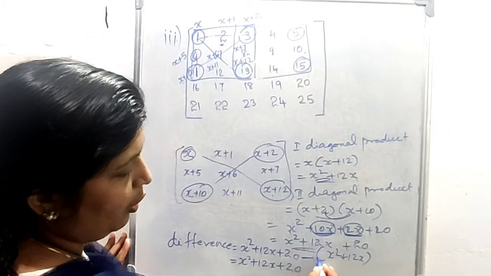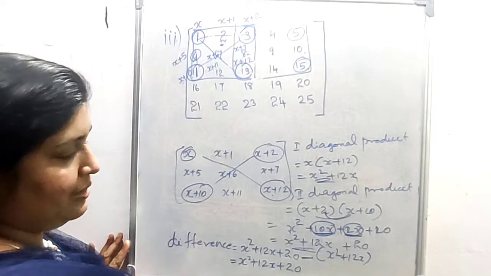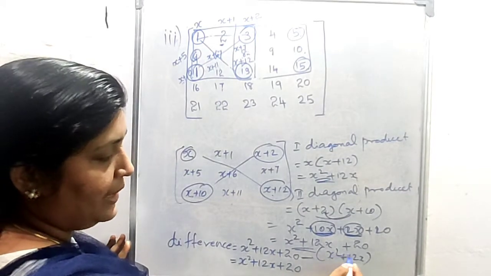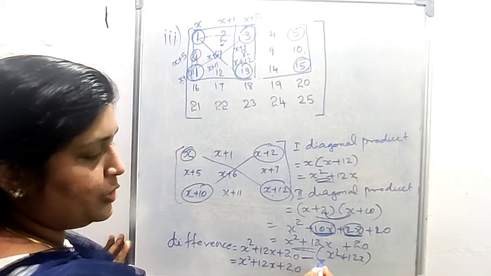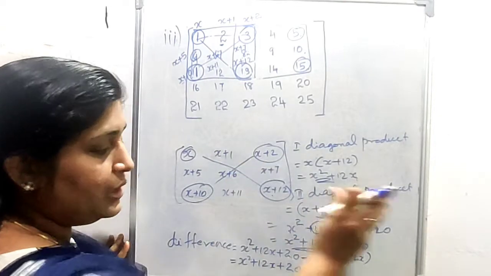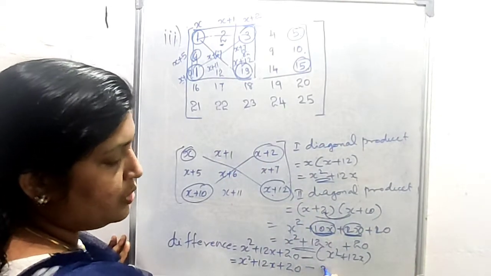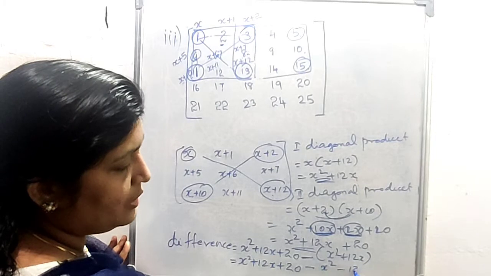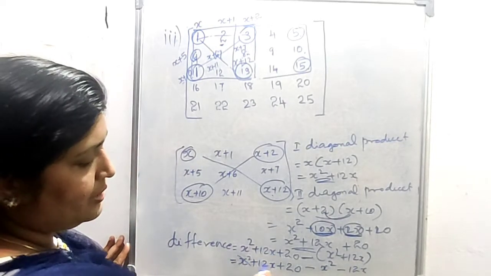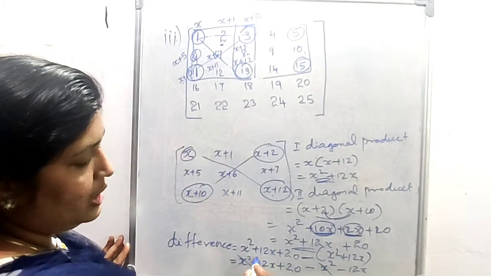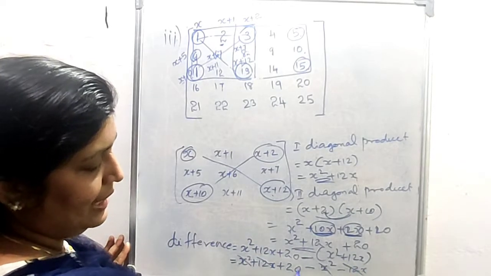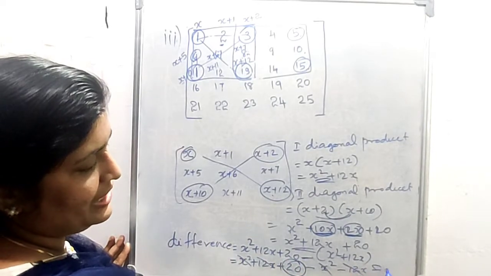This minus is common to both the numbers inside the bracket, because we are subtracting a sum from another sum. So we need to subtract both the numbers from that. Okay, so minus x square minus 12x. The x square gets cancelled, the 12x gets cancelled. So the balance is 20.